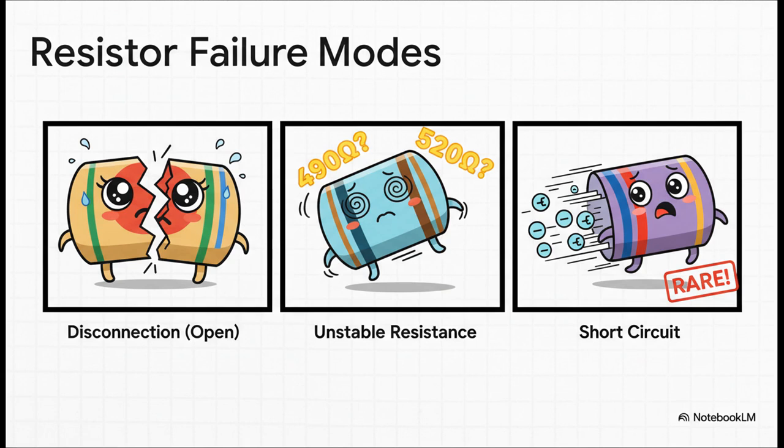Now, of course, these are physical things, and even though they're incredibly reliable, they can fail. So how does that usually happen? Well, the most common way is for it to just break and create an open circuit, usually from getting way too hot. Sometimes their resistance value can drift over time and become unstable, but you know what's super, super rare? A resistor causing a short circuit. I mean, its entire purpose is to resist current, not let it flow freely. So that kind of failure just almost never happens.